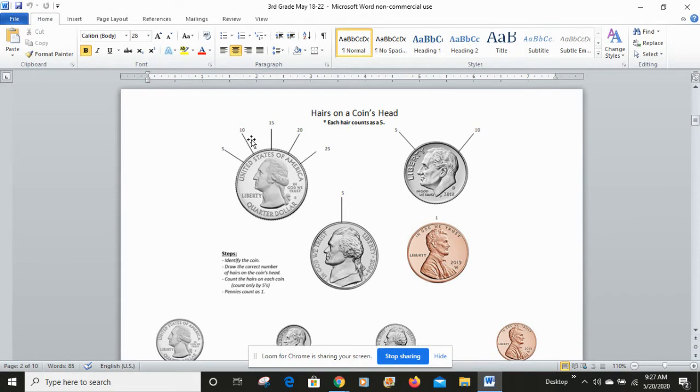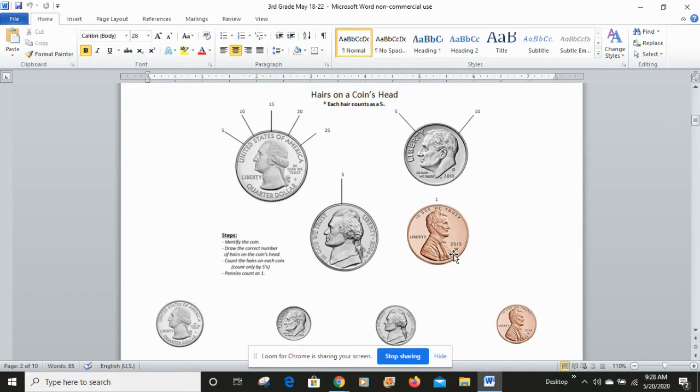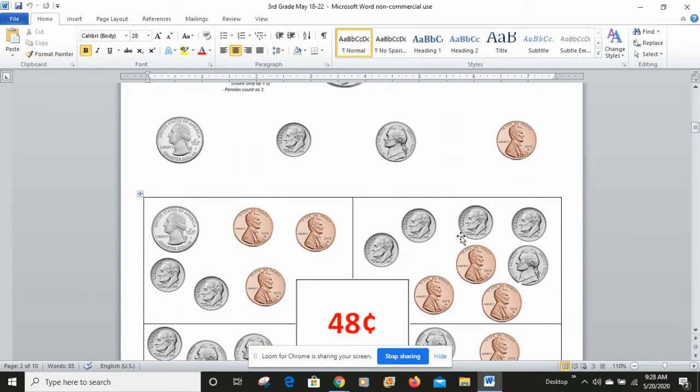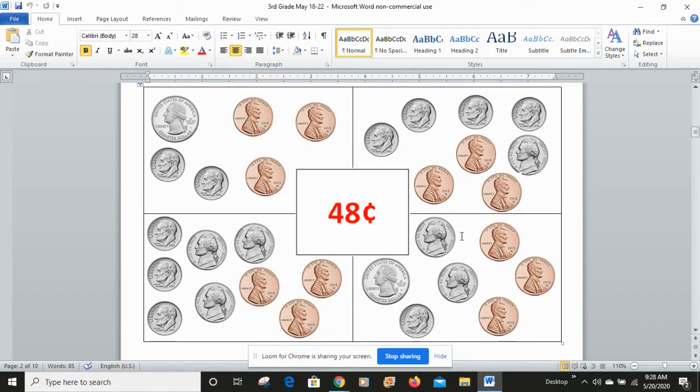So if you use a strategy of hairs on a coin's head, each hair counts as 5. Notice the penny doesn't have any hair, so it only counts as 1. A quarter gets 5 hairs on its head, so 5, 10, 15, 20, 25. A dime has 2 hairs on its head, so that's 5 and 10. A nickel has 1, which counts as 5, and a penny doesn't have any hair, so you count the pennies as 1.